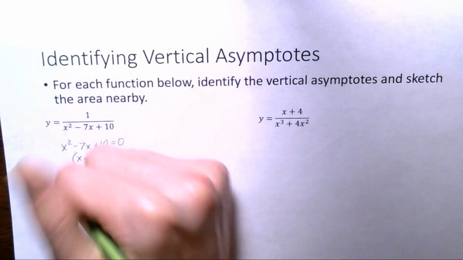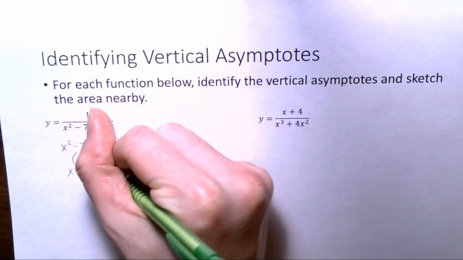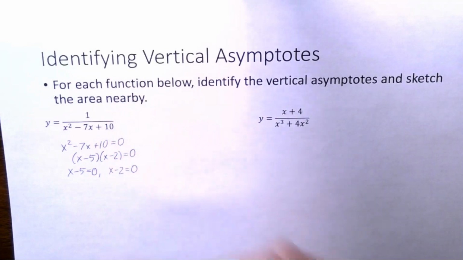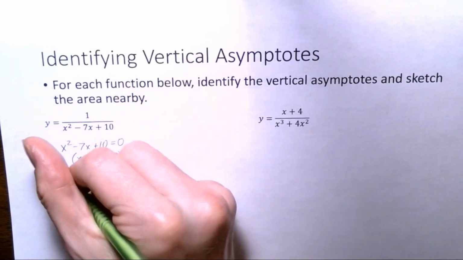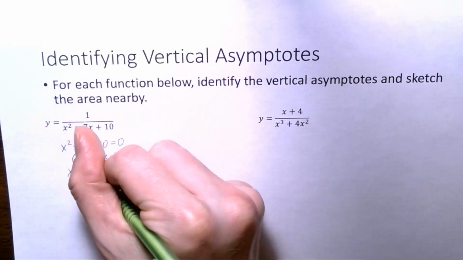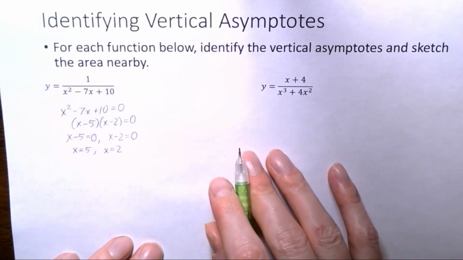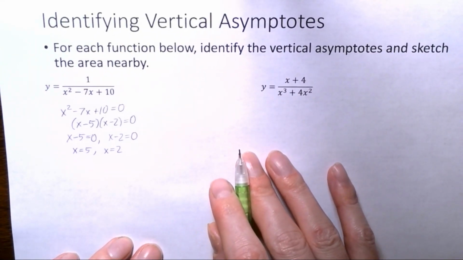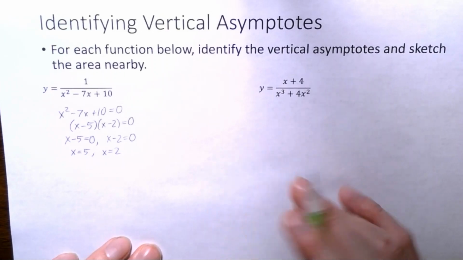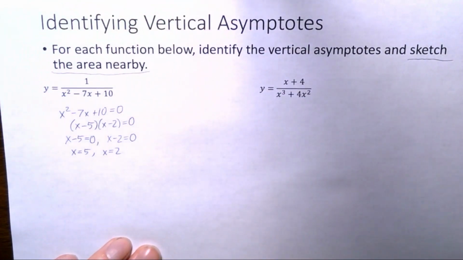We can then set each of these equal to 0. The first one, we add 5 to both sides to get x is equal to 5. The second one, we add 2 to both sides to get x is equal to 2. So those are our two vertical asymptotes. Now, for this particular problem, I'm also asking us to sketch the area nearby. So to do this, we're going to need to take the left and right hand limits of each one.